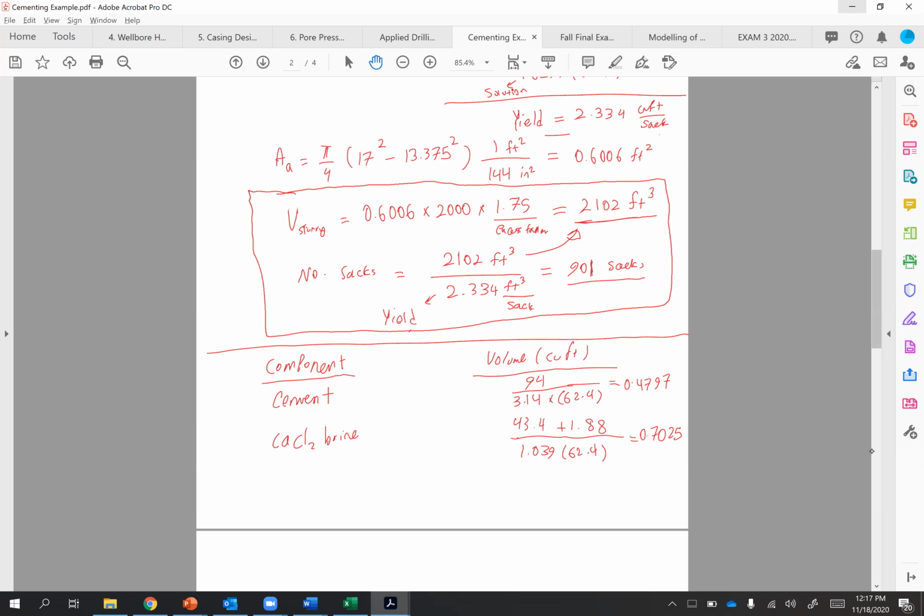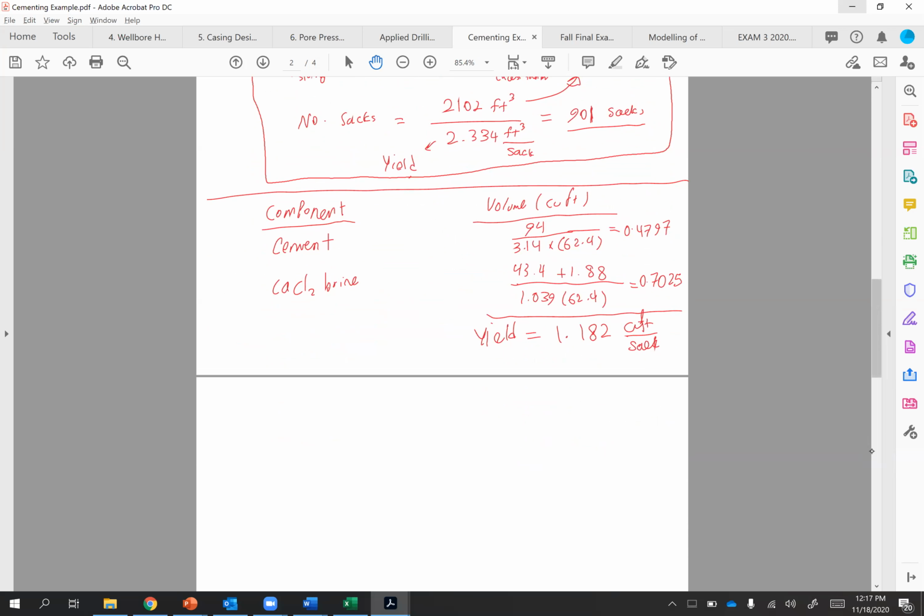This is the volume. And if you add the volumes, you get the yield, right? So the yield is equal to the sum of these two volumes. That's 1.182 cubic feet per sack of cement. Okay, so this is the yield of the other cement. The previous one was 2.334. This is 1.182, right? And next is to calculate how much slurry volume you would need, right?